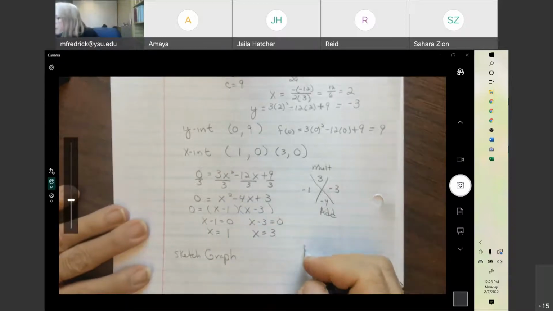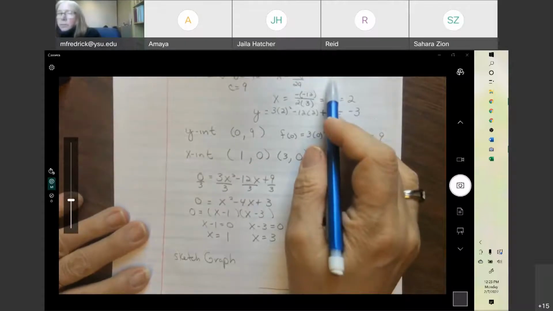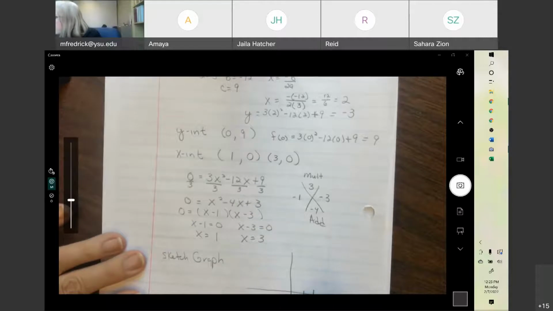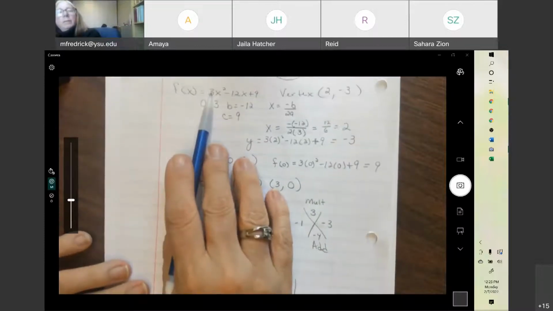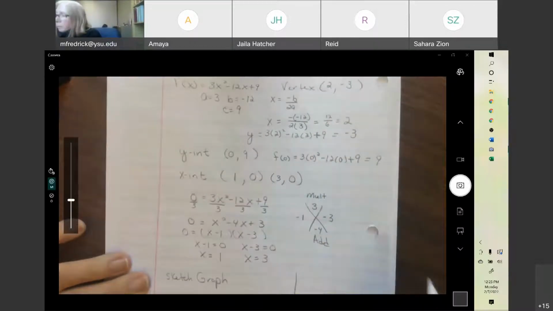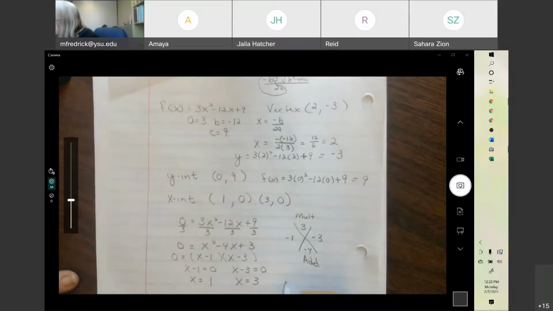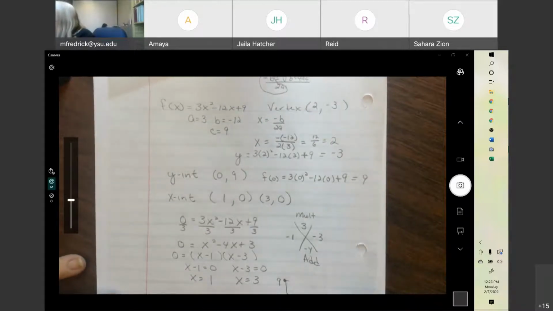So to sketch your graph, our vertex is 2, -3. So we go over 2 and down 1, 2, 3. And then our graph is going up because 3 was positive. And the y-intercept was at 9. And the x was at 1 and 3.